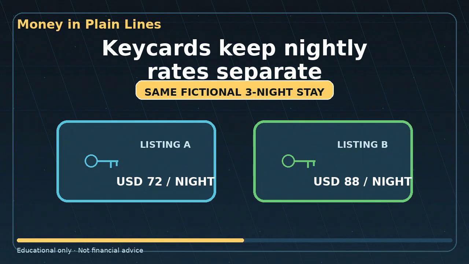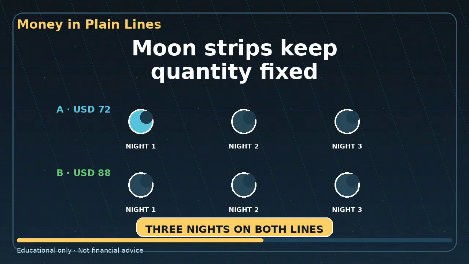The finished tracks compare both complete totals from the same starting line. Listing A finishes at $301. Listing B finishes at $284. The gap is $17 because $301 minus $284 equals $17. The conclusion comes from complete totals, not from choosing the smallest number printed beside the words per night.